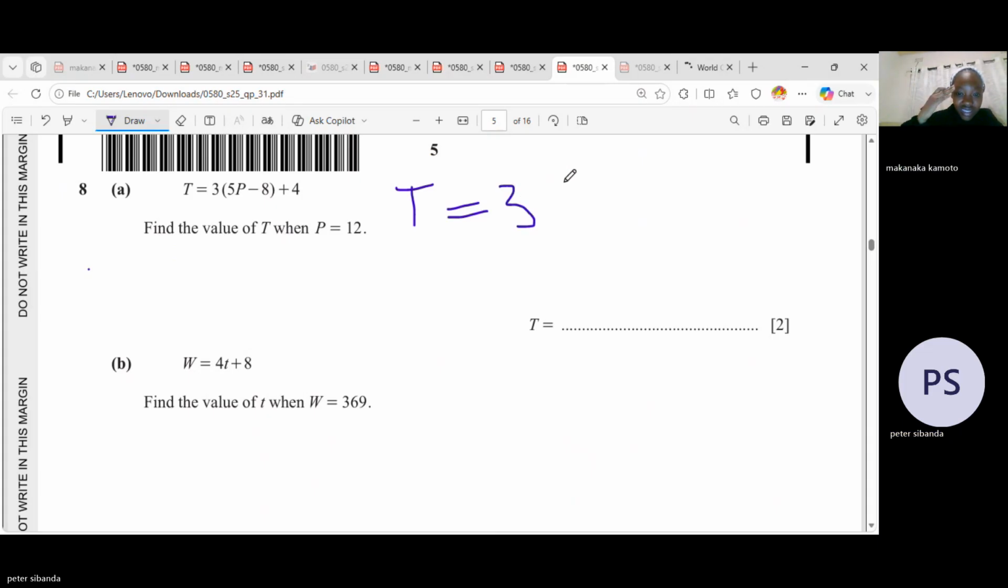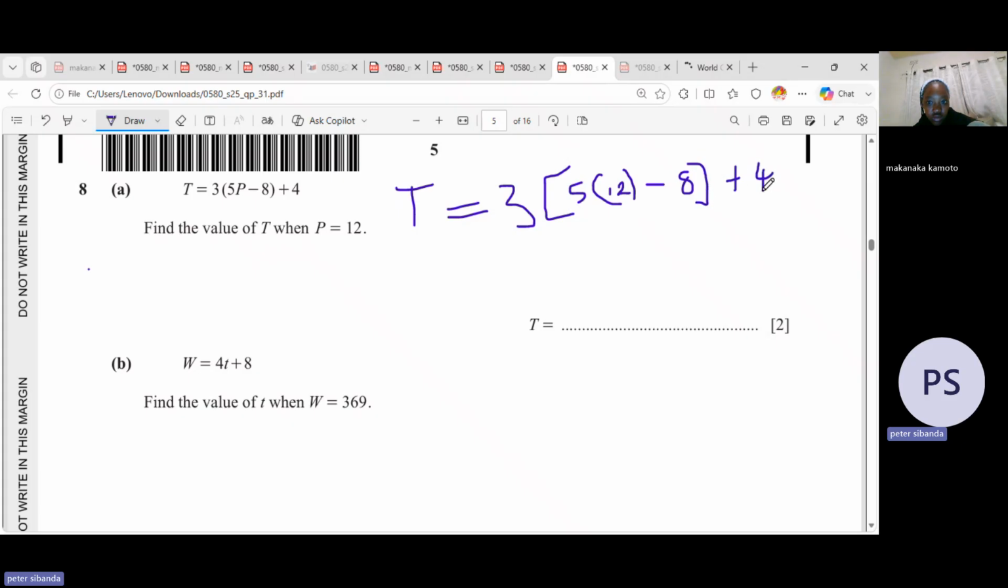Brackets? I think there's a bracket. But we want p to be in brackets. So I prefer that this bracket be corner or box bracket. Okay. And then I can have my 5. Then I can feel free to put the round bracket, which is 12, and put 12 inside for p, substitute, then minus 8. Then I close the box bracket, then plus 4.